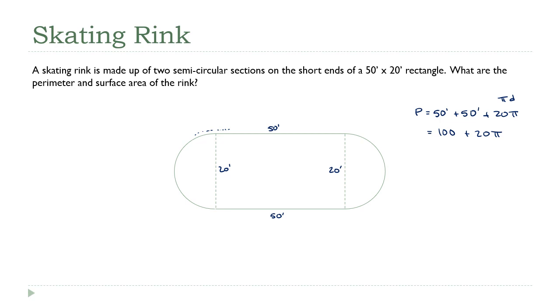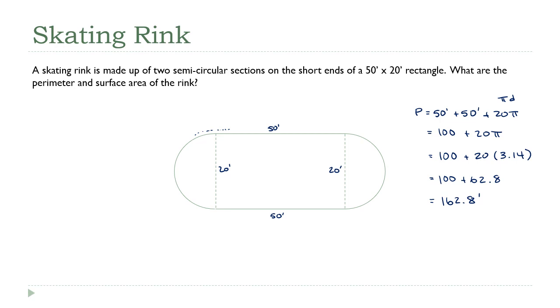So to turn this into a decimal value, I would say 100 plus 20 times, just use 3.14. That's two decimal places, should be plenty of accuracy for this kind of question. So this is 100 plus 62.8 feet. So the total perimeter of our rink would be 162.8 feet. And don't forget the units there at the end when you're talking about a practical situation.